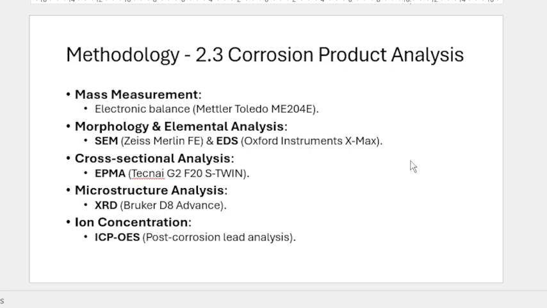As for the analysis, mass measurement, an electronic balance was used. As for the morphology and elemental analysis, SEM and EDS were used. Cross-sectional analysis, EPMA, microstructural analysis, XRD, and ion concentration, ICP-OES.